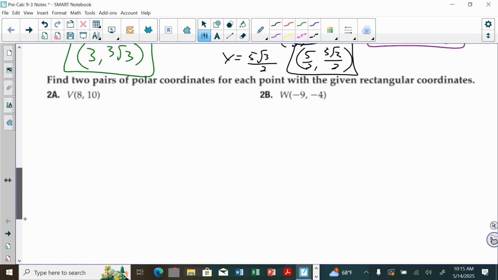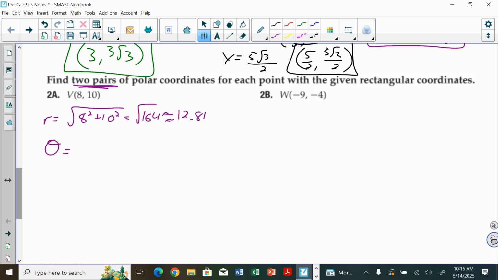Now let's work backwards on these two. Okay, so find 2 pairs. So we talked about that, right? The 2 pairs of polar coordinates for each point with the given rectangular coordinates. All right, so r is pretty easy, right? So r, I'm just going to go 8 squared plus 10 squared, which is square root of 164, which is about 12.81. Okay, and now for theta, remember theta, since both of those are positive, I can go inverse tangent of 10 over 8, which is about 0.90.